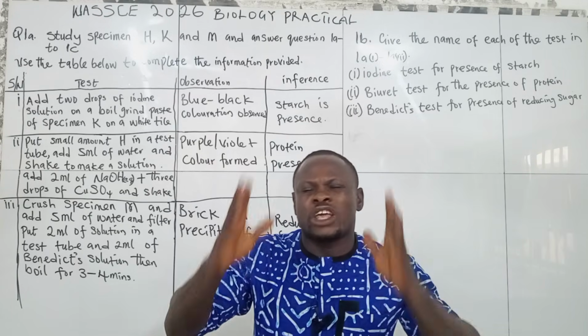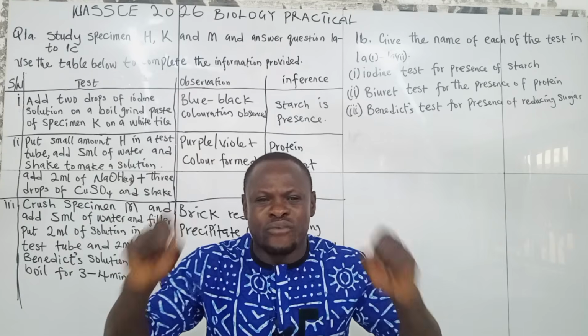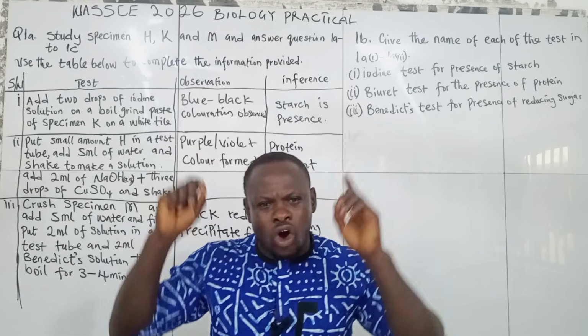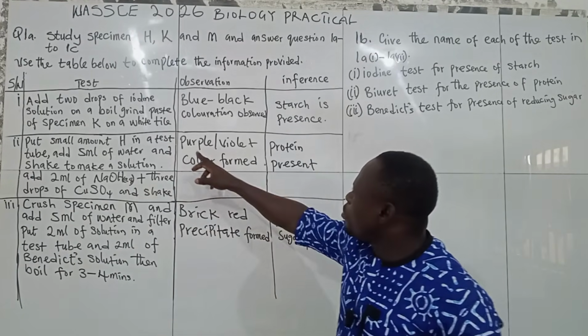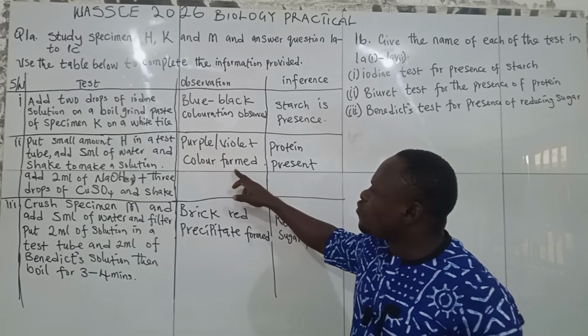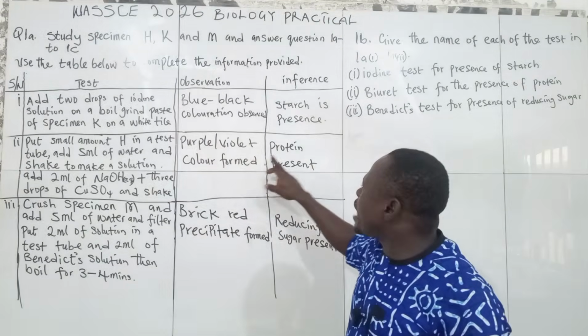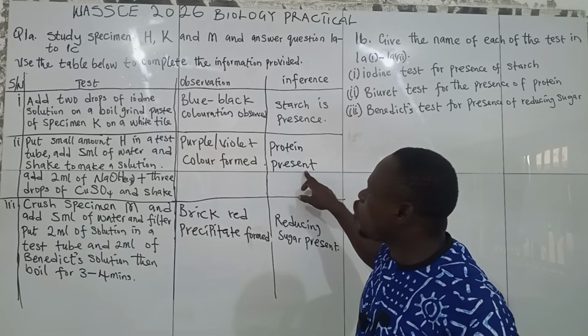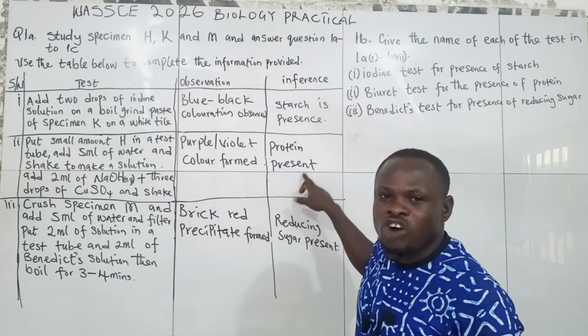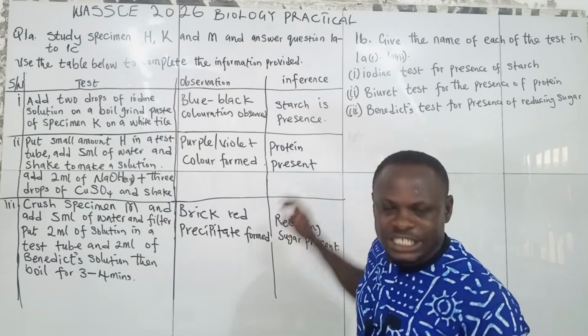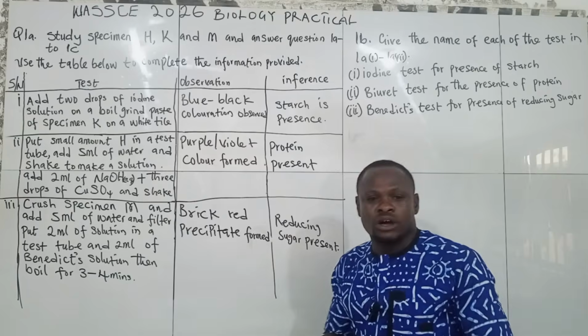Purple or violet color. A purple or violet color signifies the presence of what? Of protein. Look at the purple violet color formed. You are going to see a purple or violet color that is formed, and that signifies what? Presence of protein. Protein is present. That's what you're going to report.